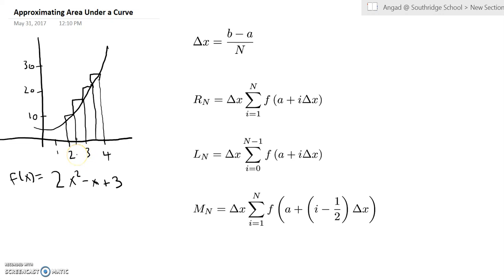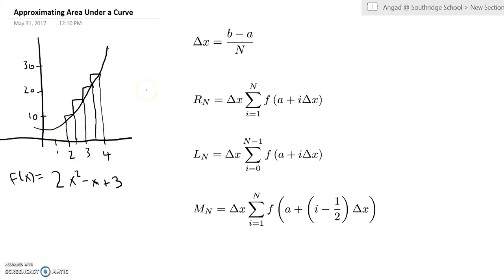The way we find our delta x when we don't have it drawn out for us like this is through this equation here, which is b minus a over n. B and A are the x values of the endpoints of the area you are trying to find. In this case, our B would be 4 and our A would be 2. N is the number of rectangles you have.